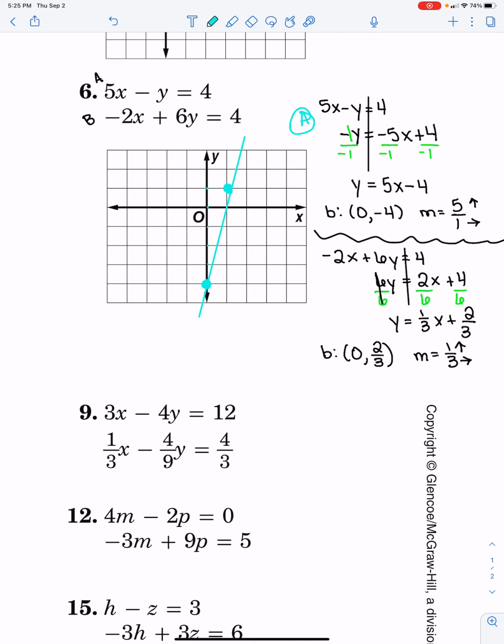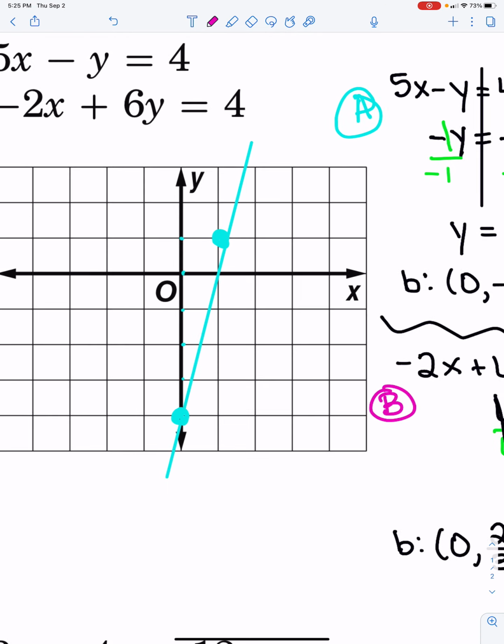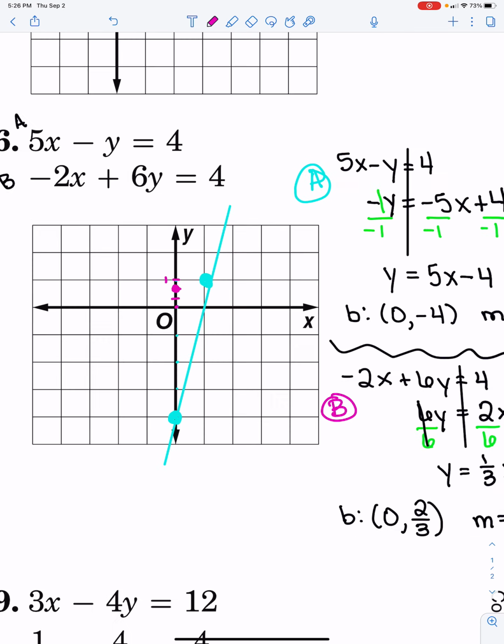Okay. Now, the next one that we're going to graph is that B equation. So this one here starts at 0 and 2/3. So x is 0. And y is 2/3. Well, if this is 0 and this is 1, 2/3, we would have to cut this into thirds. So that would be 1/3 and that would be 2/3. So it would start at 2/3.